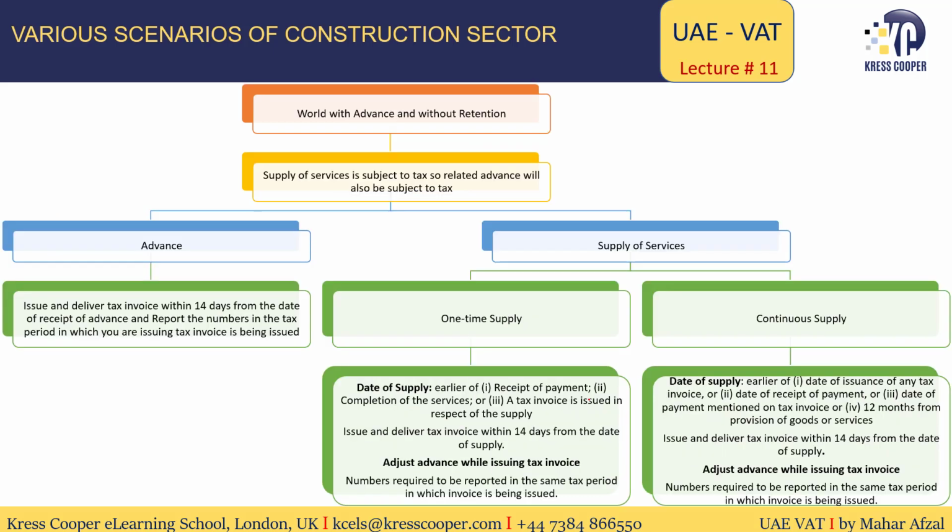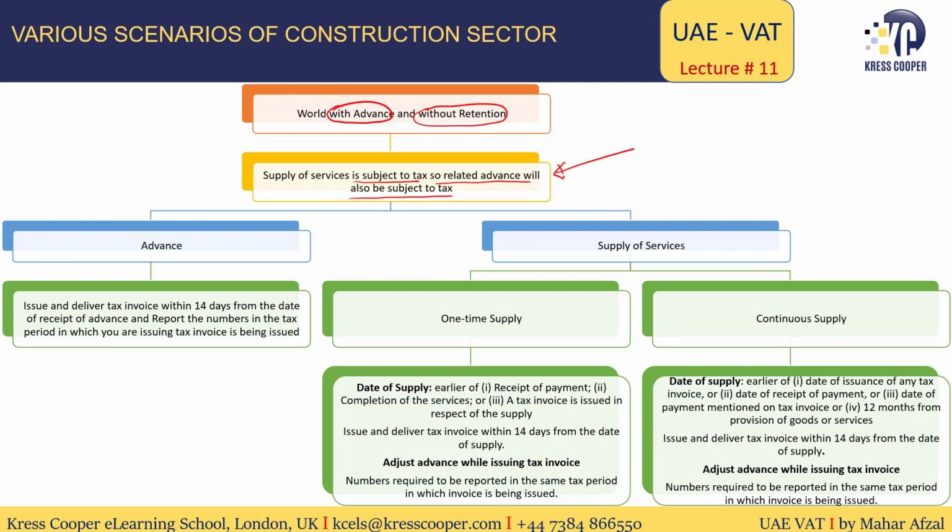Next, this is the word with advance and without retention. Second category is word with advance and without retention. It means advances will be there, supply of services will be there, but there will not be any retention. So supply of services is subject to tax, so the related advance will also be subject to tax. This is a very important thing.